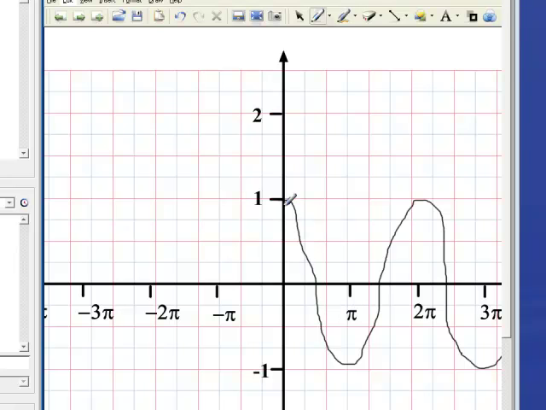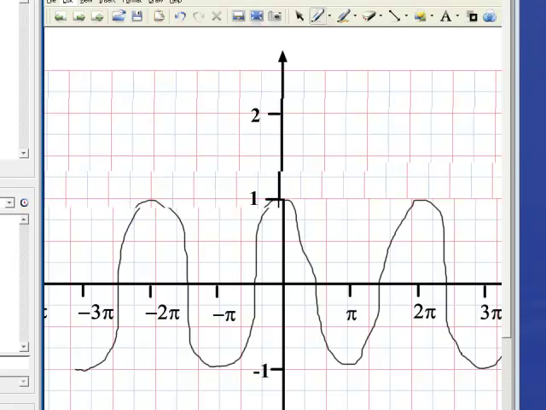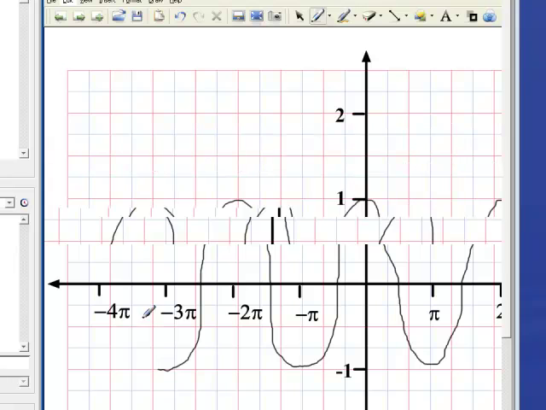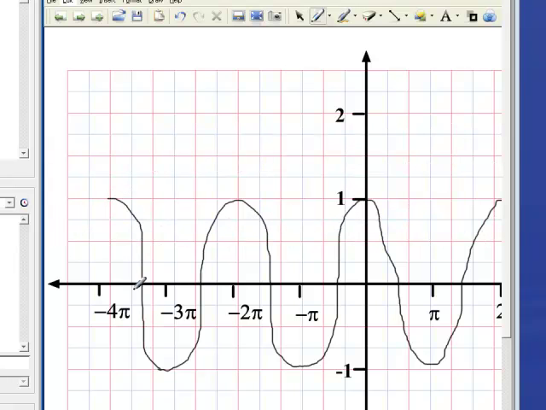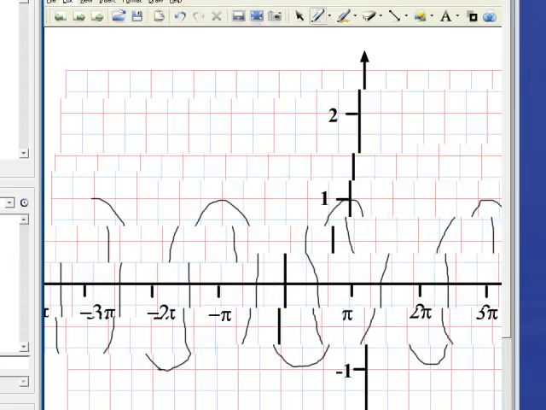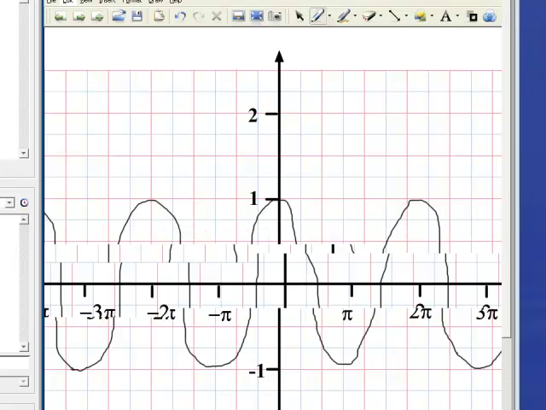All right. And then I extend it the same way into the negative. So here we go. And at -2 pi, I'm back up to 1. -3 pi, and then I have to scroll over a little bit. And I'm up here. So that's how the cosine x looks like, repeating itself.